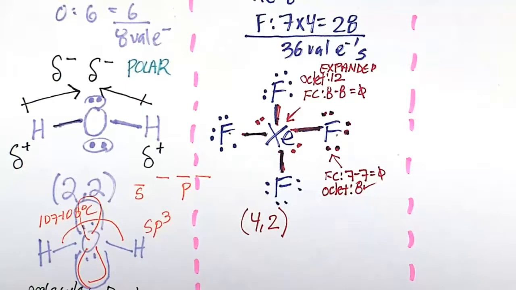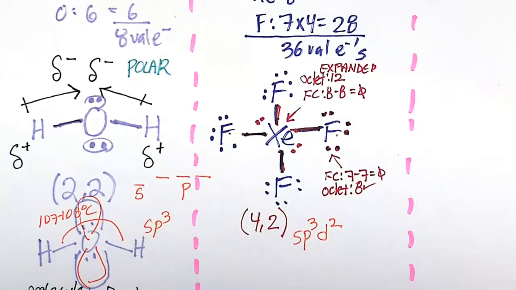So how will I get to 4 bonds and 2 lone pairs? I'm going to have to pick some of the d orbitals, right? Because 4 plus 2 is 6. So 1 from the s. P has 3, so 3 plus 1 is 4, and then I'm going to pick 2 from the d orbital.